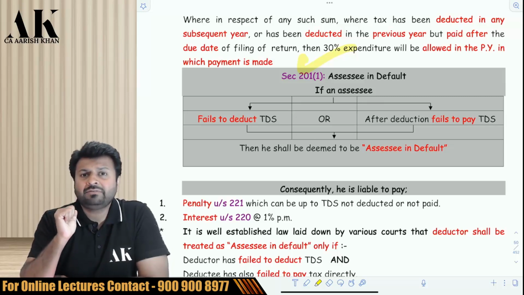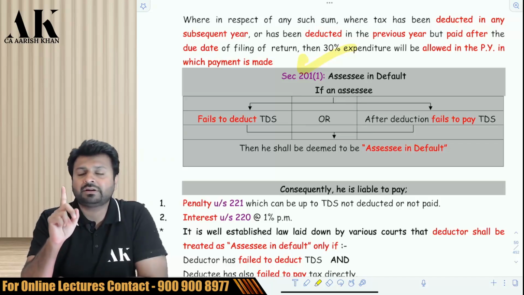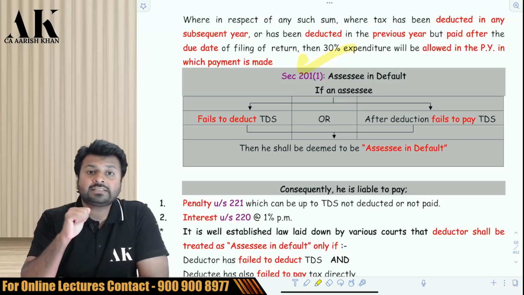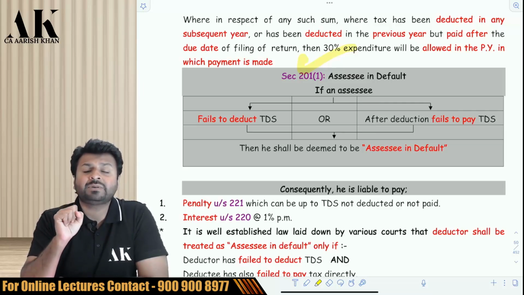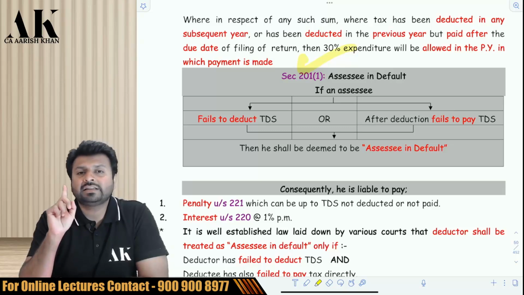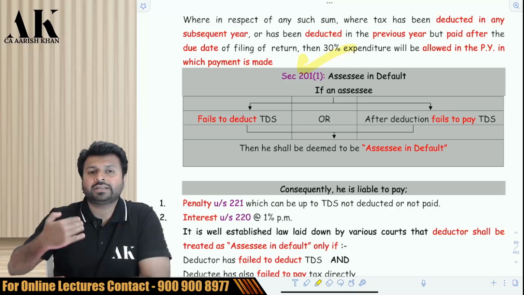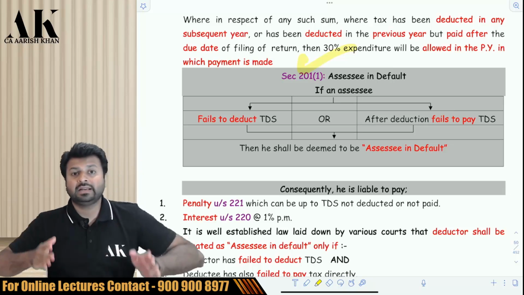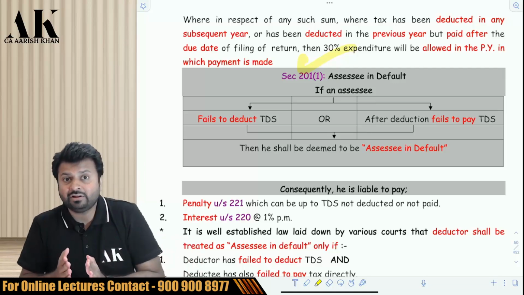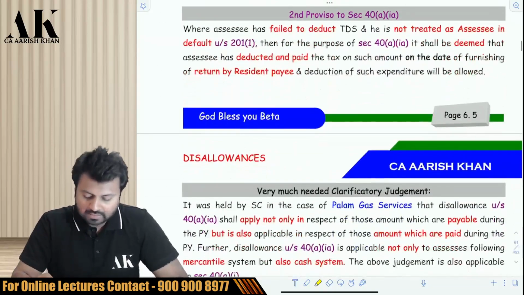But will the assessee be liable for interest? Yes. The assessee will be liable for only one interest under 201 subsection 1A, that is 1% per month or part thereof. Generally, if an assessee does not deduct and does not pay, then the assessee has to pay 2 types of interest: one for non-deduction, 1% per month, and one for non-payment, 1.5% per month. But here, in this special case, there is only one interest, that is 1% per month, from the date on which I was supposed to deduct TDS till the date of filing of return. Okay, I hope it is clear. And this provision is applicable for 40A1A also and 40A1, that is the previous section also. It is applicable for both the sections. Okay.